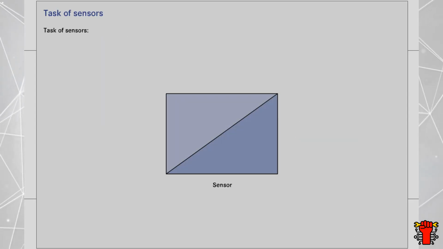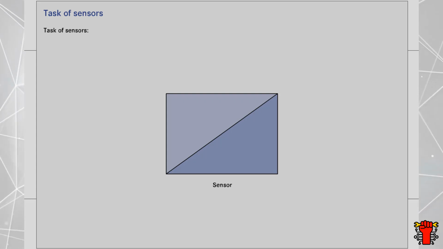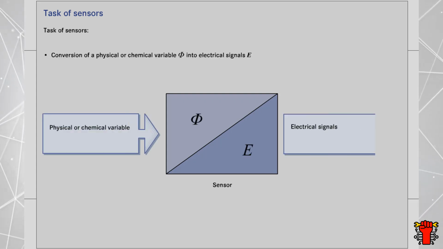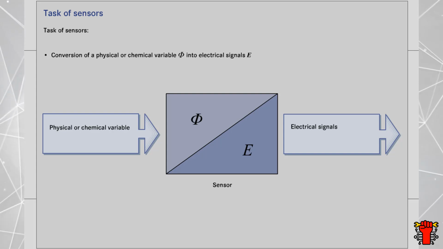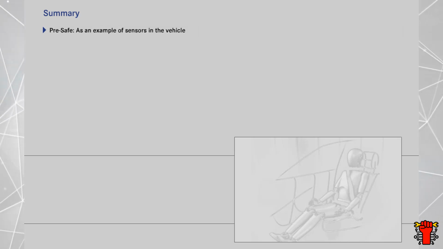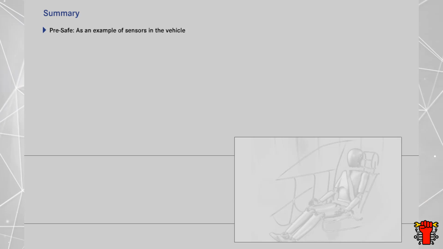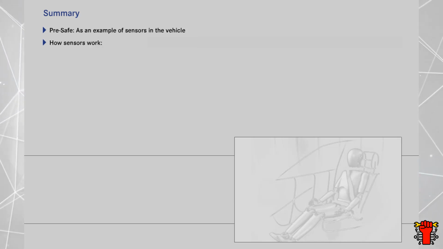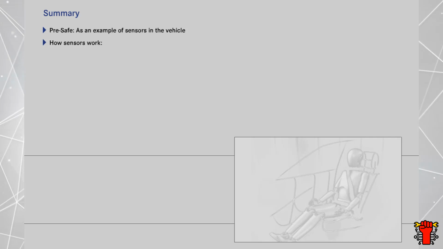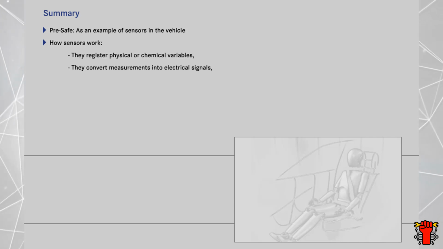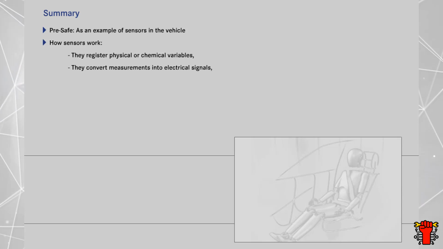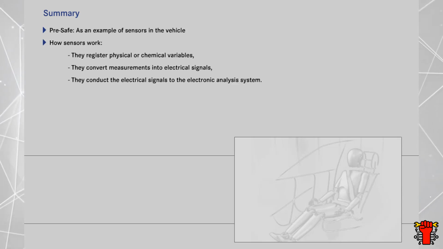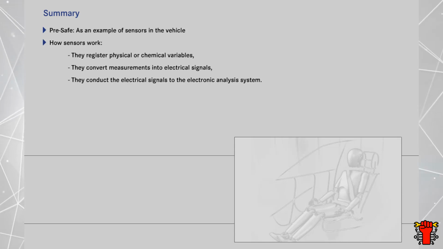Thanks to the example on the previous page, you've now learned the basic task of sensors. It is the conversion of a physical or chemical variable into electrical signals. Let's summarize the chapter again. Using the pre-safe occupant protection system as an example, you have learned the importance of sensors in motor vehicles. Taking the example of the coolant temperature sensor, you have also been able to follow how sensors basically work. Their task is to register physical or chemical variables and convert them into electrical signals. These are then forwarded to an electronic analysis system.